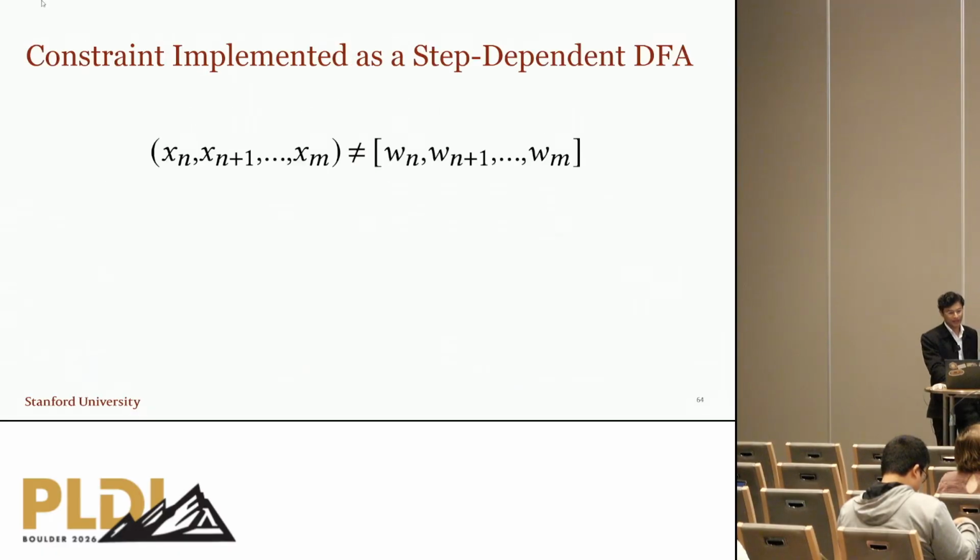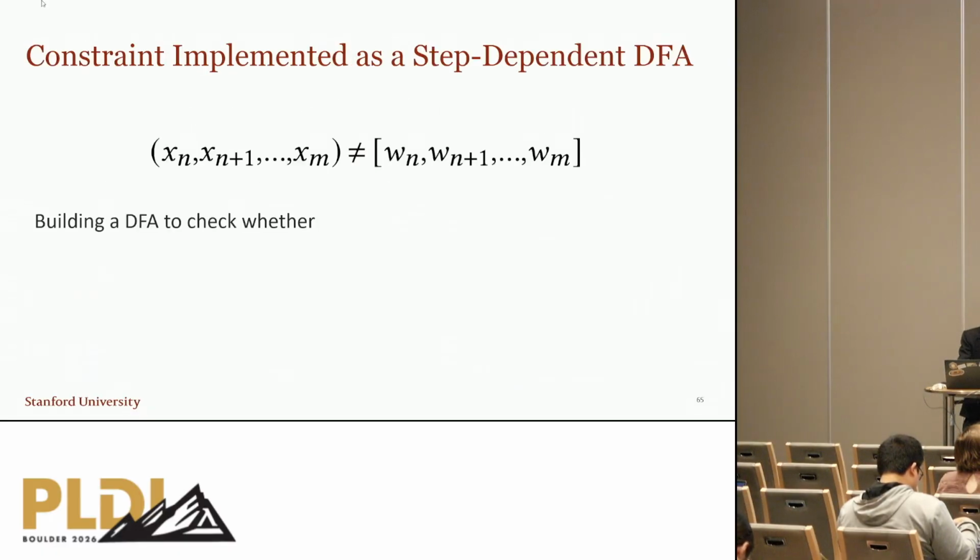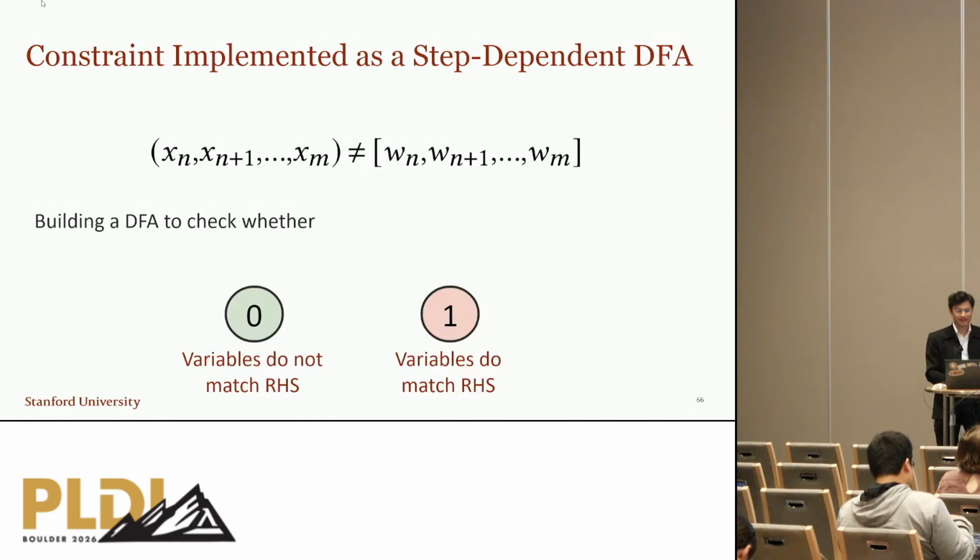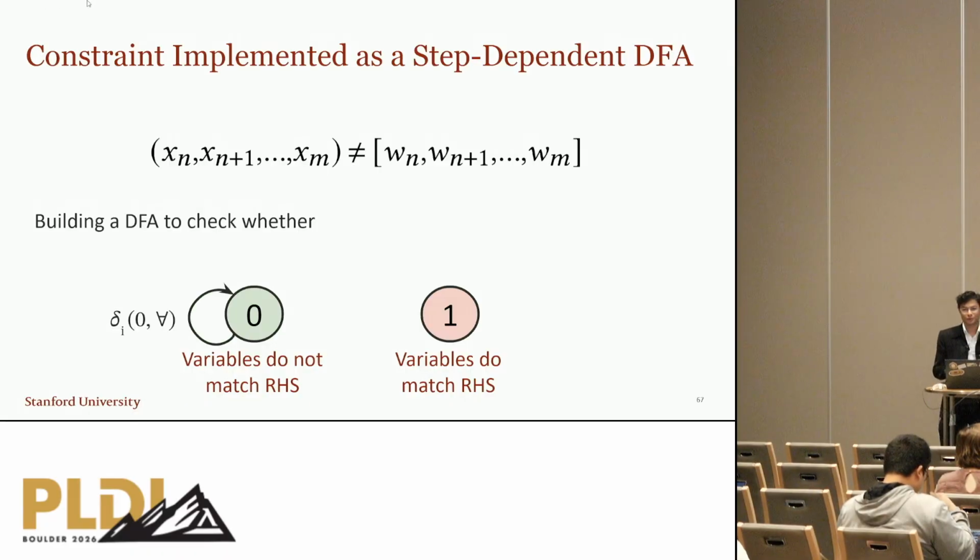For our example at hand, building a DFA could be very straightforward. You can have two states, one that says, oh, my left-hand side did not match right-hand side. That's the accepting state. Or I can have the scenario my left-hand side did match the right-hand side. That's the state we want to reject when this DFA is done. So the transitions for this could be the following.